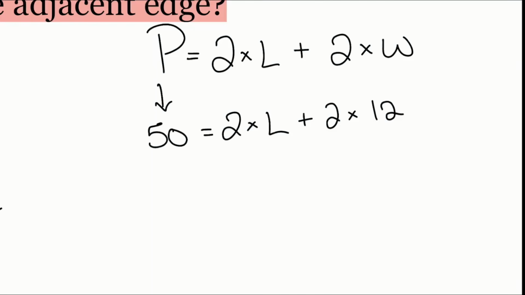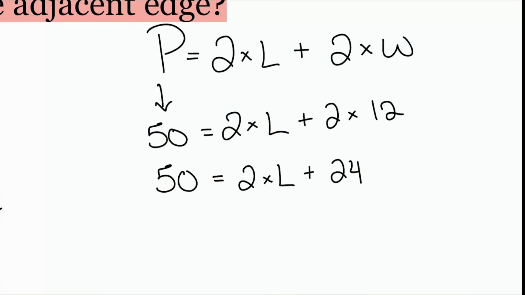Now it's time to solve. Here's how we do it. First, everybody, what's 2 times 12 going to give us? Correct, 24. So we have 2 times L plus 24. Now from here, what do we do next? Do we take care of the 2 next or the 24? Which one do we take care of? Yeah, it's going to be the 24.